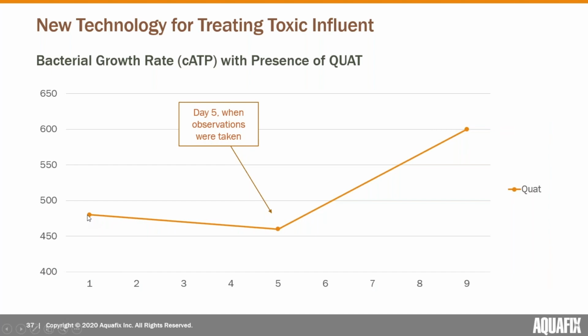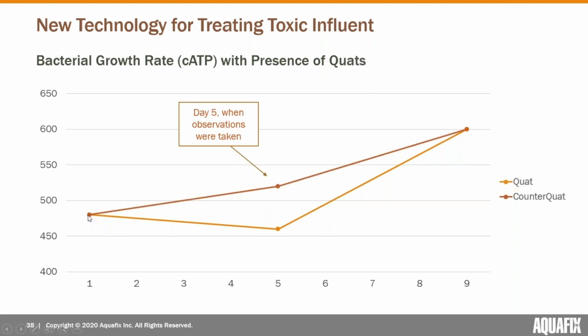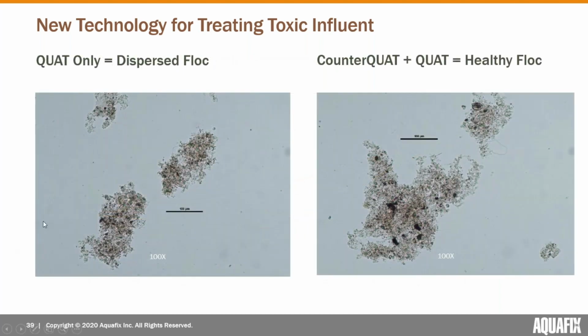So here's a sample we hit with Quat. We measure bacterial activity in terms of ATP. It goes down, and after day 5, it starts to recover. The same sample, we use our CounterQuat, and you can see when we add the Quat, it just stays right on course. Operators want to know, well, how does this impact me?